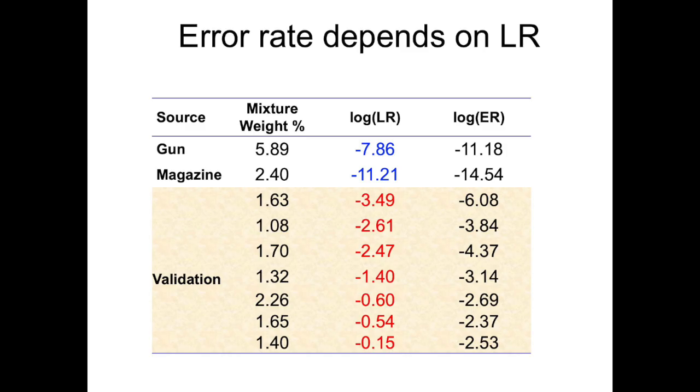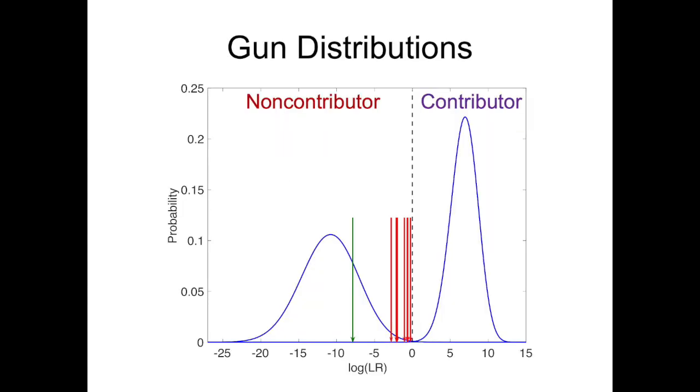Here's where the distribution helps. Next slide. So there's the non-contributor distribution for the gun on the left. There's the contributor distribution for the gun on the right. Green is showing this match statistic of around log LR -7.5, -8. And what you're seeing in red is that those are error rates from a different study. It's not this case. It's completely different. We'd even have a different distribution. And they're not even close. You're talking about something else.